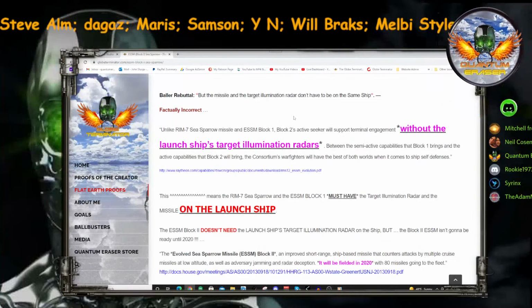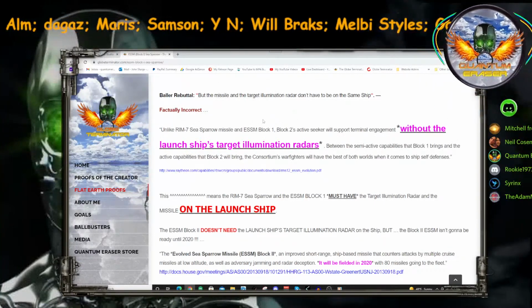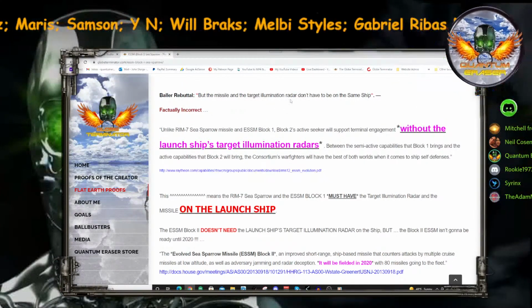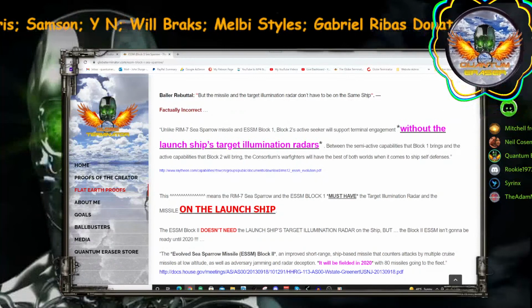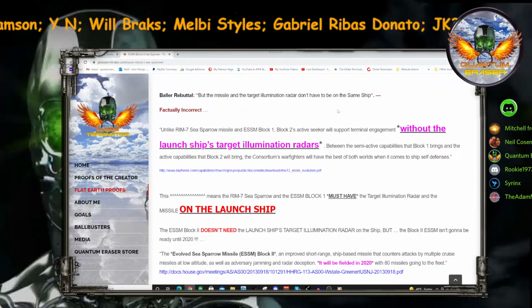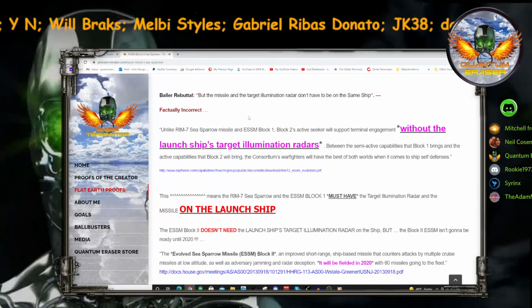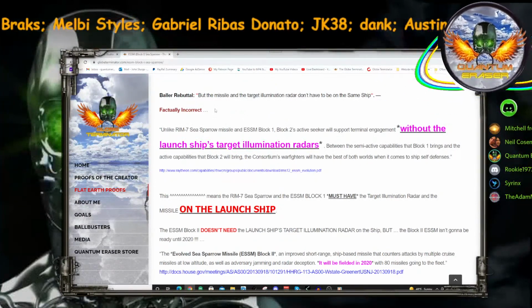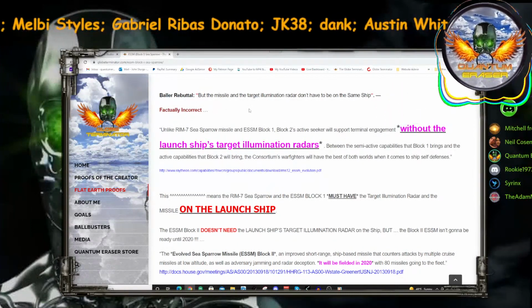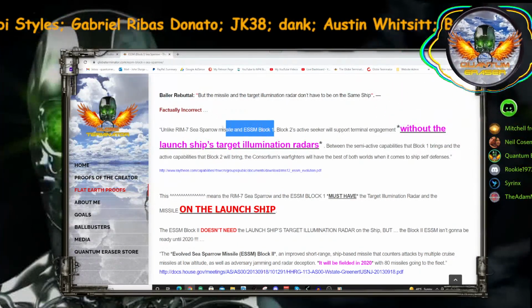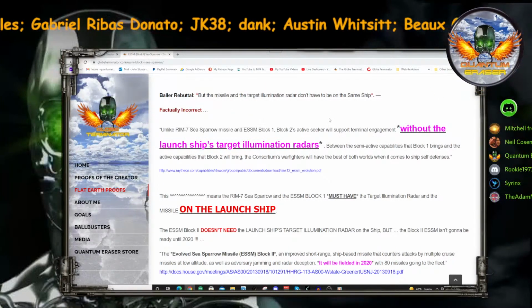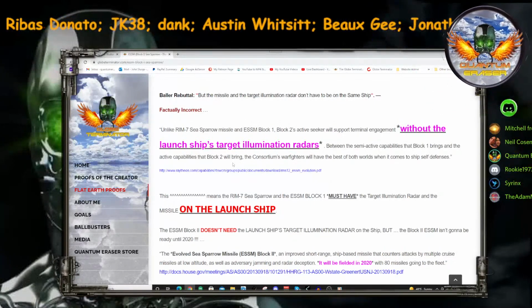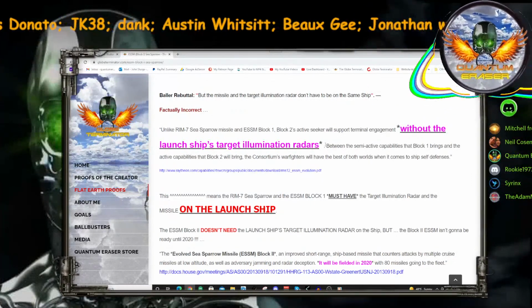All are rebuttals, besides the stupid one I showed above that it's just a surface-to-air missile. But the missile and the target illumination radar don't have to be on the same ship, QE. Really? From Raytheon, who makes the ESSM Block 1 and Block 2: unlike the RIM-7 Sea Sparrow missile and the ESSM Block 1, you see, Block 2's active seeker will support terminal engagement without the launch ship's target illumination radars.